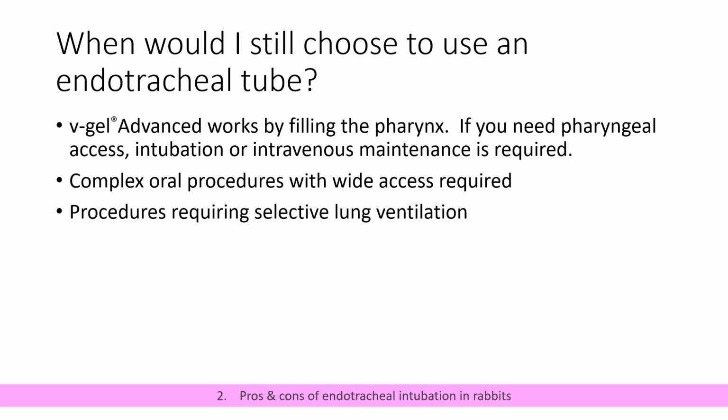And if you're doing complex thoracic procedures where you need to ventilate one lung but not the other, then obviously maintaining the airway from the level of the larynx is not going to work. You're going to have to pass something down a bronchus.